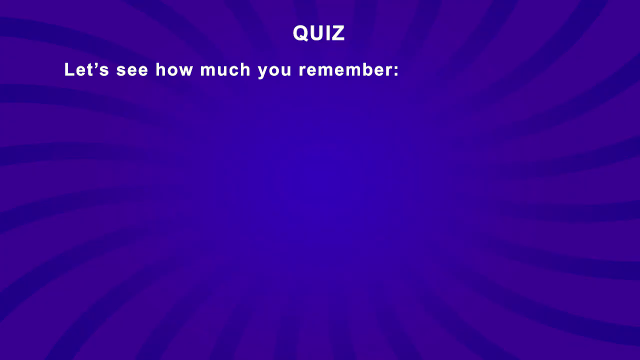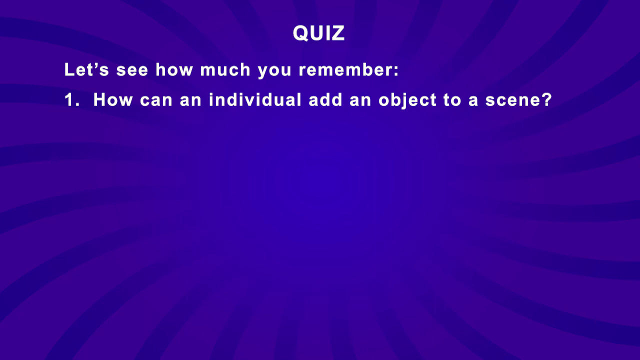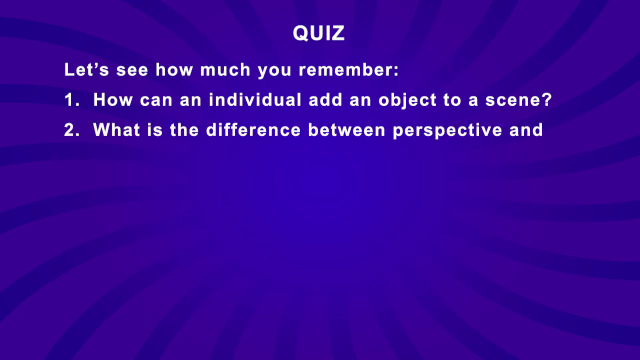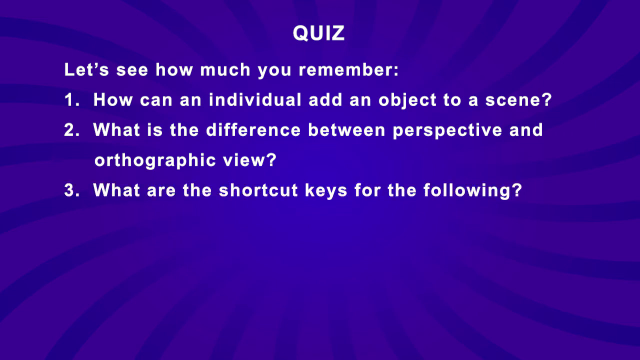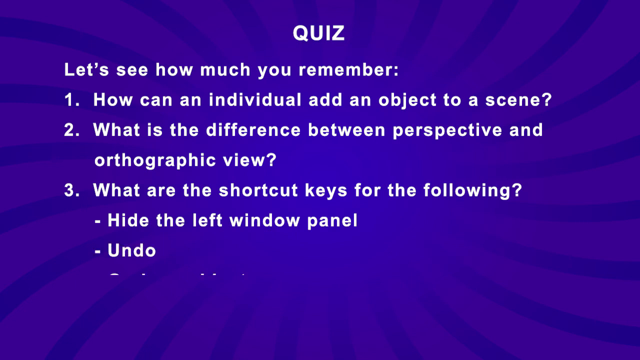Let's see how much you remember. Question 1. How can an individual add an object to the scene? Question 2. What is the difference between perspective view and orthographic view? Question 3. What are the shortcut keys for the following? Hide the left window panel, undo, grab an object, and rotate an object.